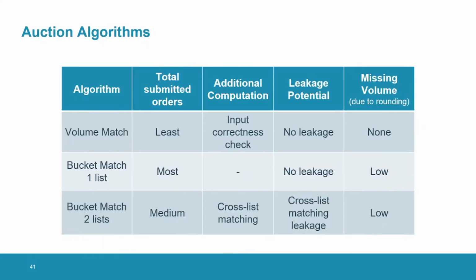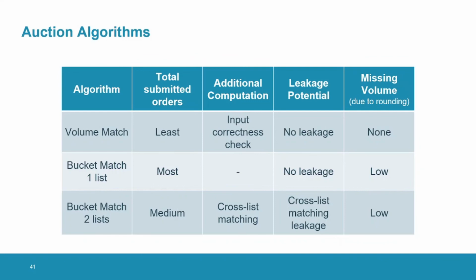Here we have a table comparing the three algorithms. In terms of submitted orders, the volume match is the one with the fewest orders, since investors can just submit a single order independently of the volume they want to trade, while in the bucket match, they might have to divide their volume into several orders. In terms of computation, the bucket match with one list is the one with the least computation.